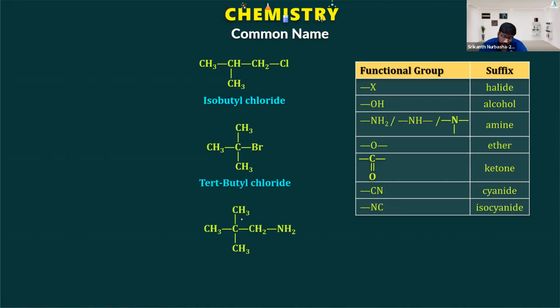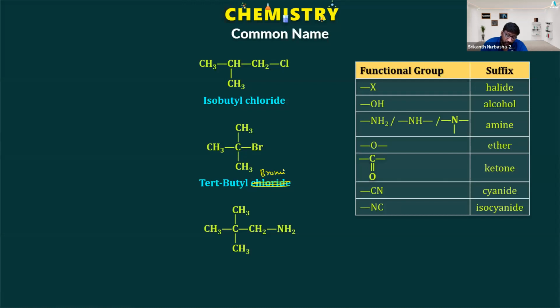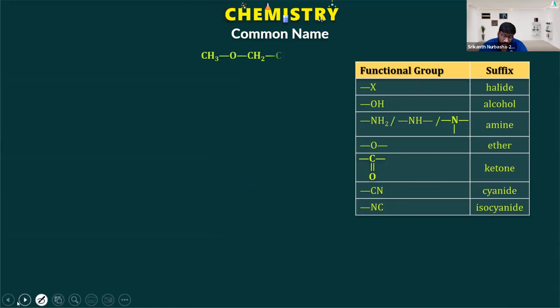What about this one? It is bromide, not chloride, because bromine is there, and it is going to be neopentyl bromide. Right. What is the next compound? CH3O, CH2, CH3.